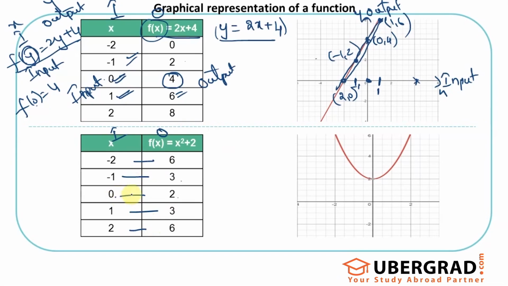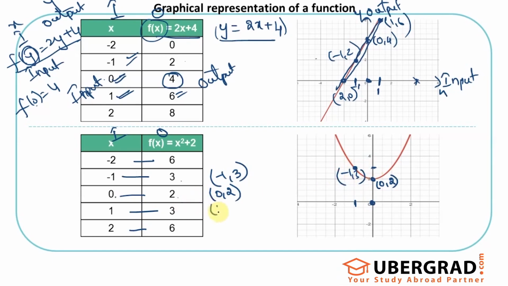So now if input is 0, input is x-axis. What is my output? 2. So go to the y-axis, mark 2. So this is 0 comma 2. Right? I need to mark like this. Minus 1 is my input and output is 3. So go to minus 1 and go to 3 in this. Right? This is 3. Come to this point, minus 1 comma 3.